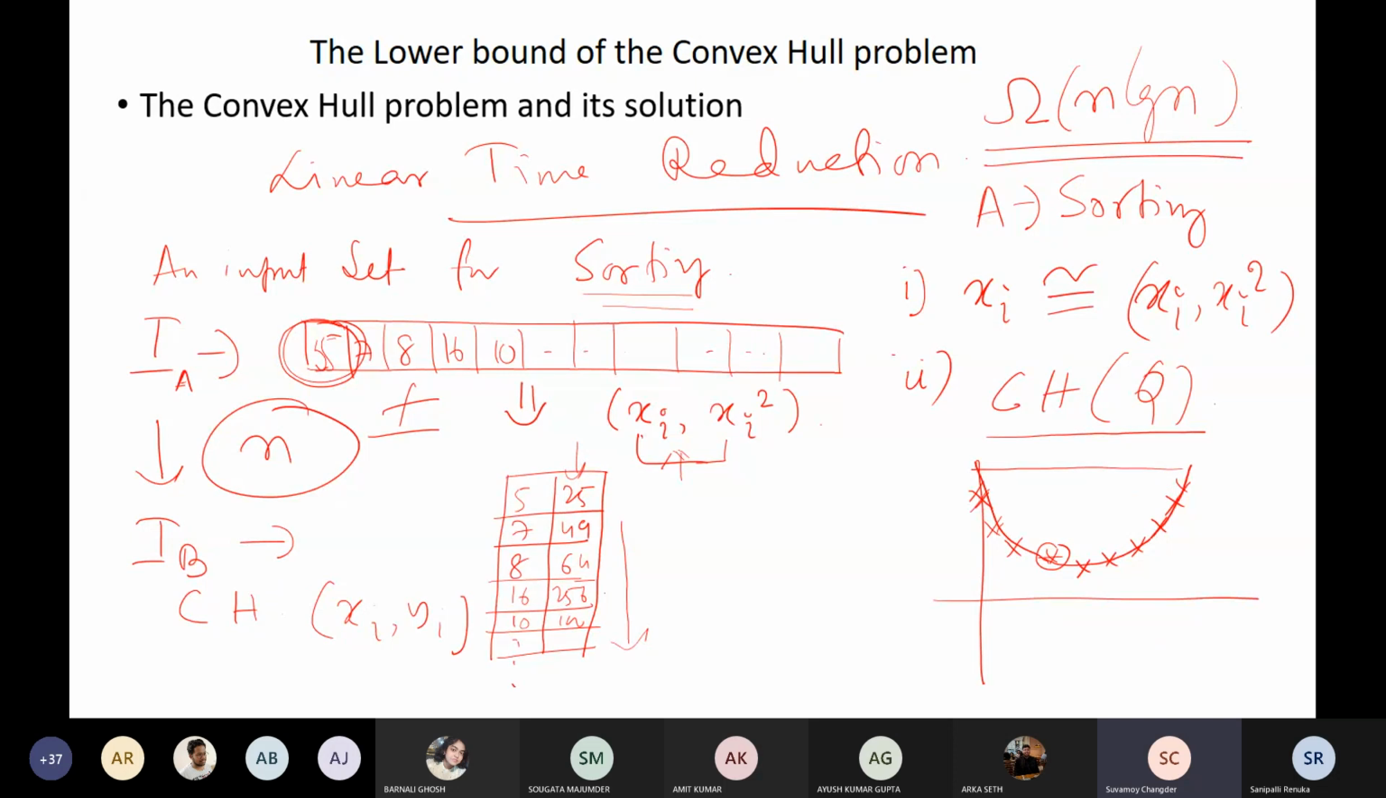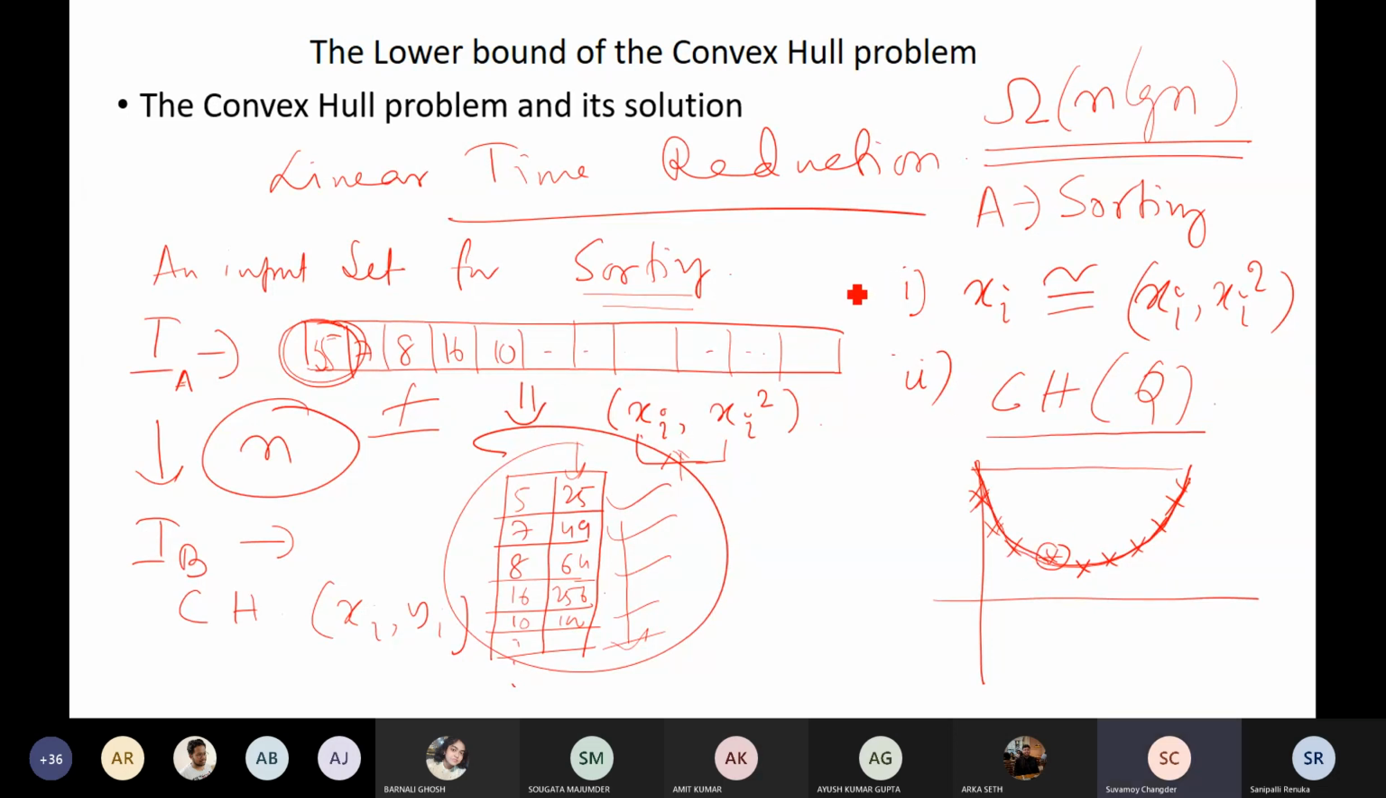It is not that some of the points must be within the interior. No. If all the points are on the boundary, then also it is a convex hull, because the definition of convex hull was that either the points will be on the boundary or within the interior. So if you plot these points, you will get a parabola, and obviously this is a convex hull for all these points. Okay. Now what to do?